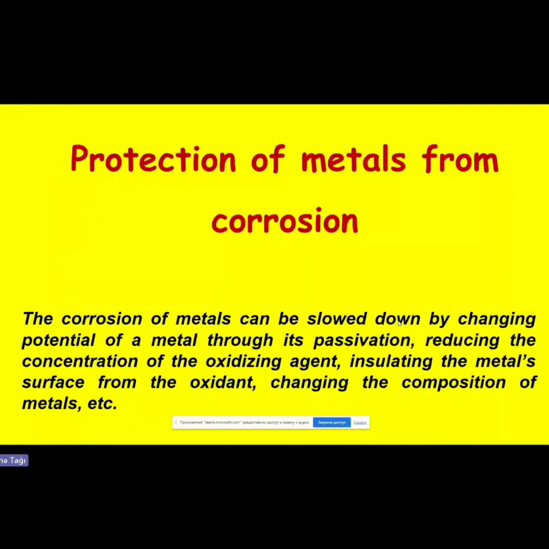So, electrolysis can be used to protect metals from corrosion, because metals get destroyed, but we don't need that. In order to protect metals from corrosion, we use electrolysis. So we can slow down the corrosion. How? We change the potential. Last time, in the previous lessons, we talked about potential of electrodes. So metals play the role of electrodes when corrosion occurs.